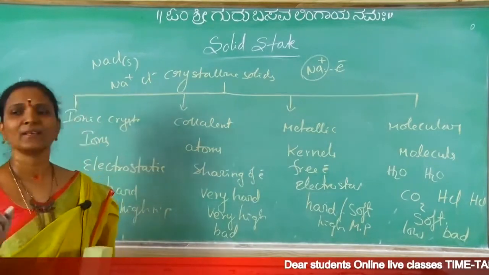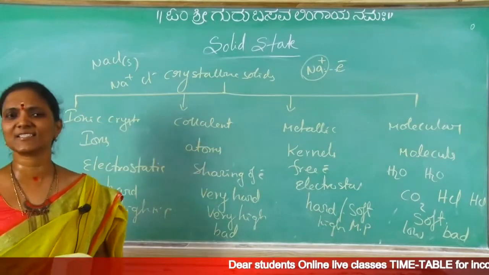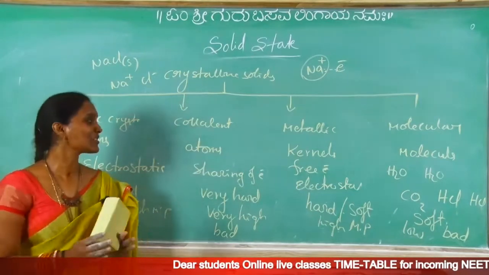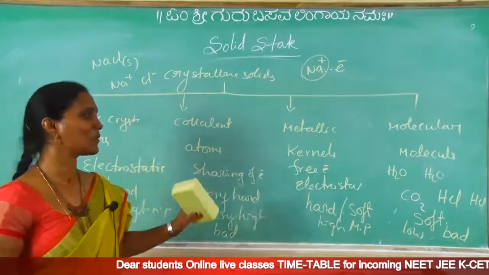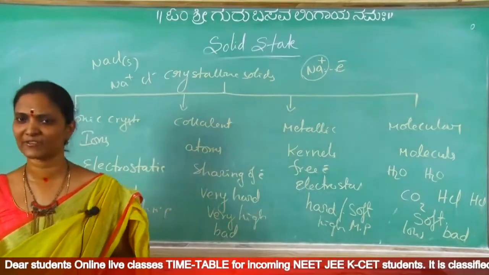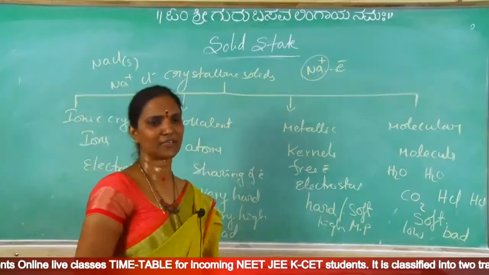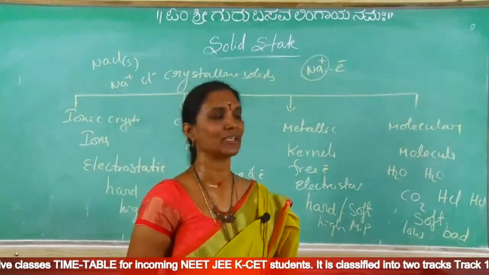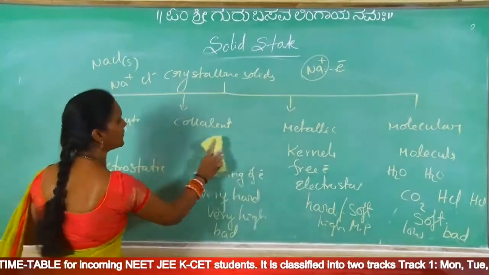Okay, next, examples. The only difficult task is remembering those examples. We have to remember the examples for covalent and molecular solids, because ionic ones we can anyhow identify, and metallic ones we can identify too: any metal given is a metallic solid. So what are the examples for covalent solids?